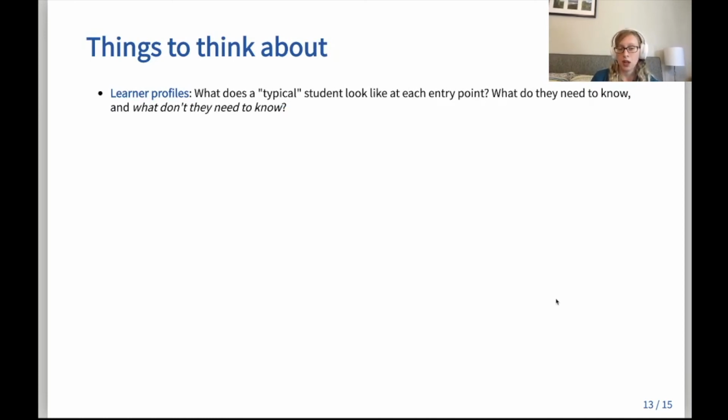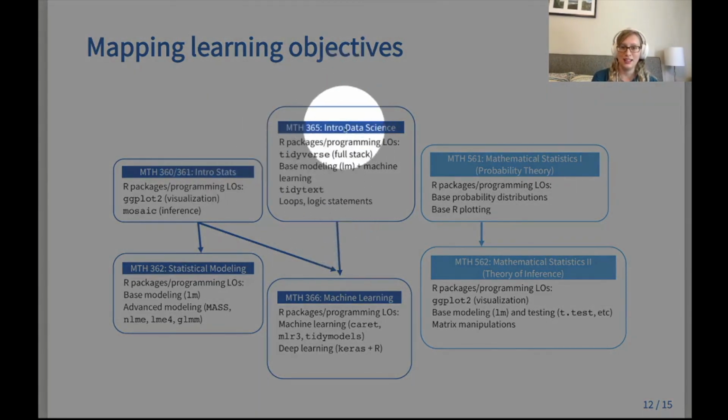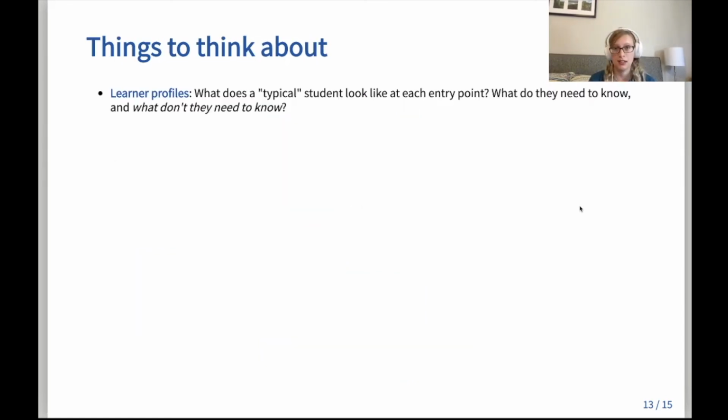If you're thinking about doing this in your own programs, your own courses, your own workshops, what do you need to think about? The first thing you should think about is what your student looks like. So try to visualize your student in terms of a learner profile. What does a student look like at each entry point? The student who starts with Intro to Data Science probably looks pretty different than the student who starts with math stats. And we need to be aware and prepared of those differences.